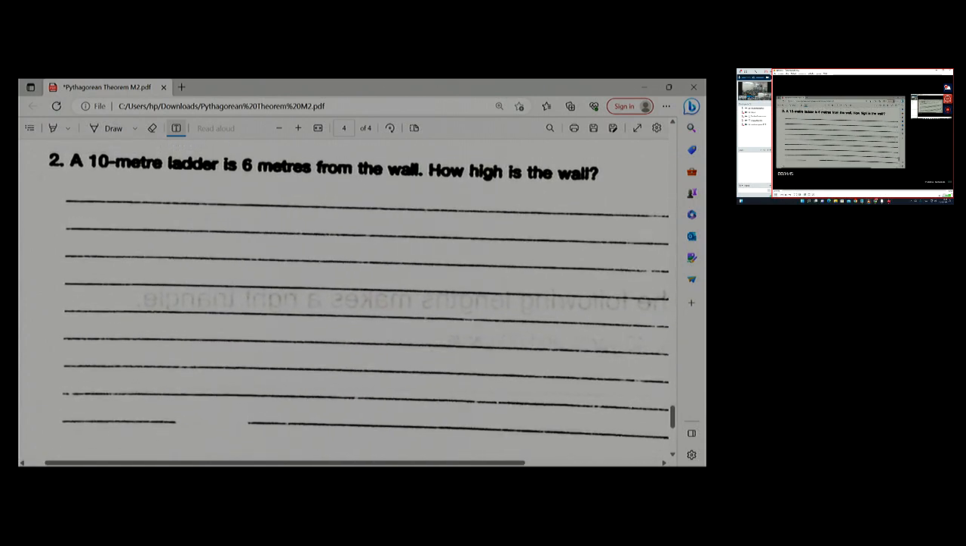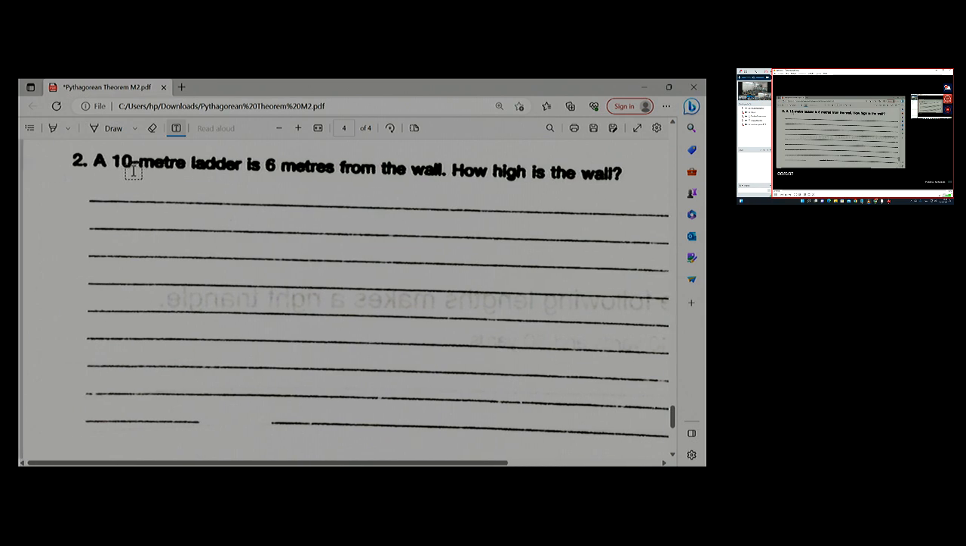Okay, first we start from number 2 because number 2 is easier to understand. Okay, how we do the word problems. To understand the word problems, we will look at each and every word first. Can you read the number 2 question? A ladder, okay?